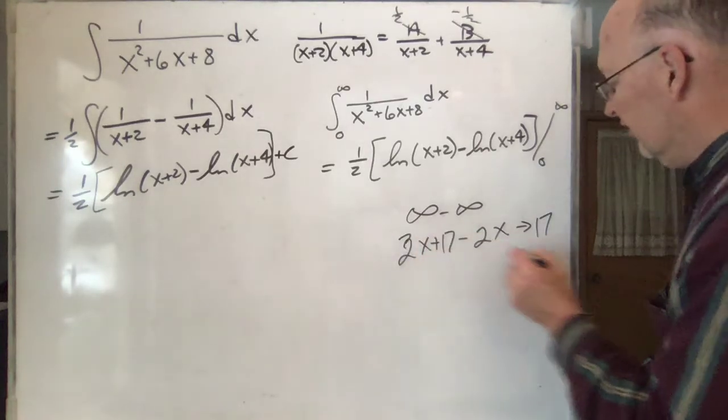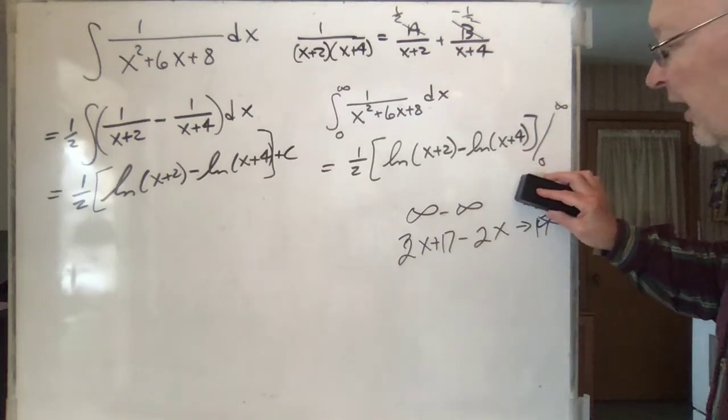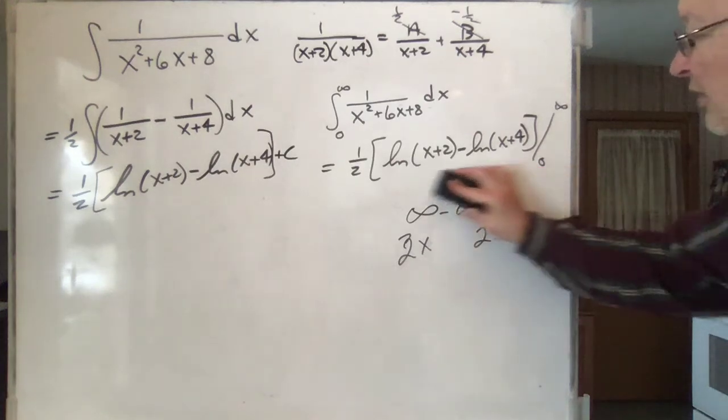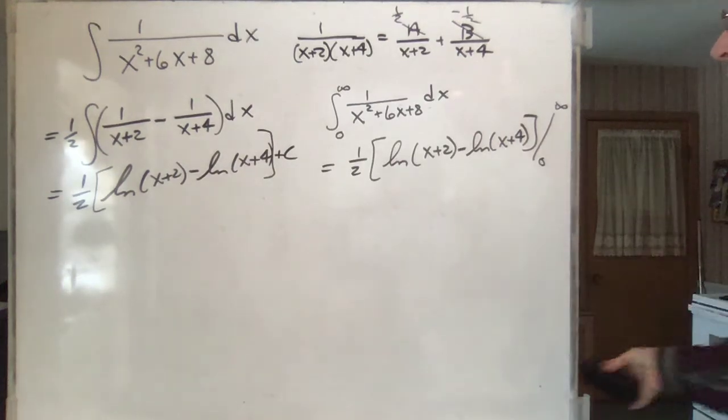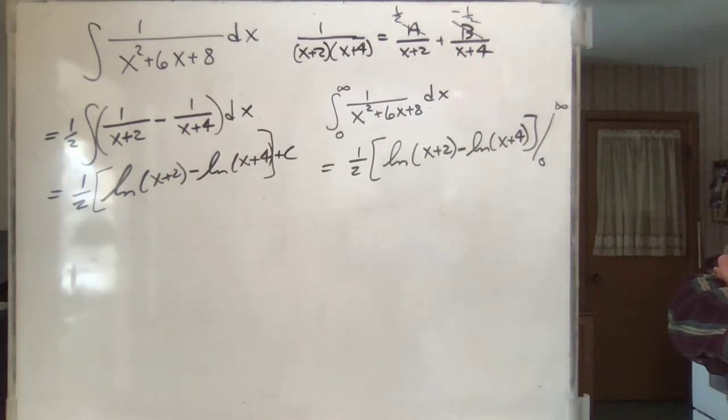If you make it 3x, it's going to go off to infinity. So it could do anything. If you had just 2x and 2x, it would go to 0. So the answer could go to anything if you have something of the form infinity minus infinity. How do we handle that? What do we do there?